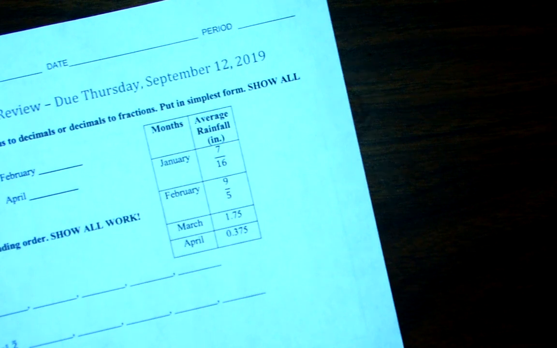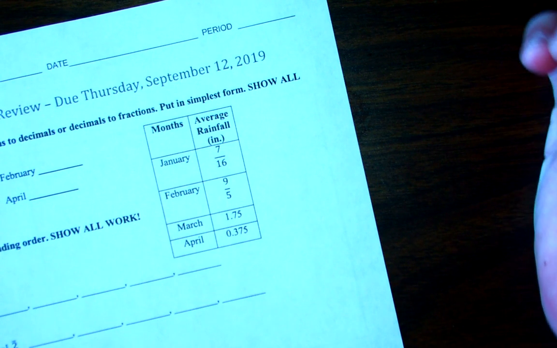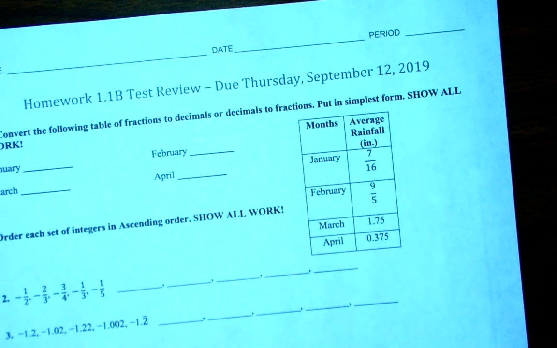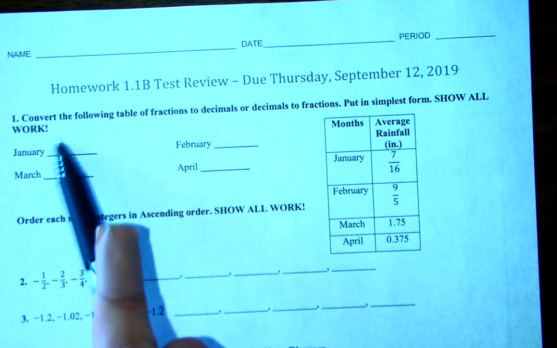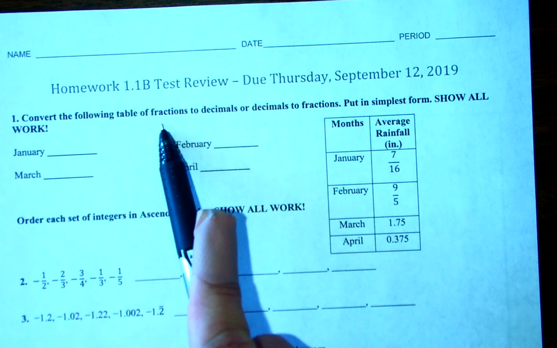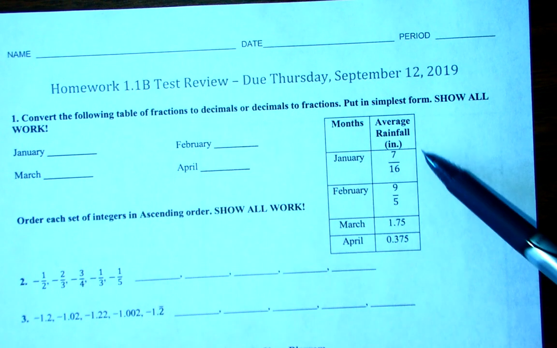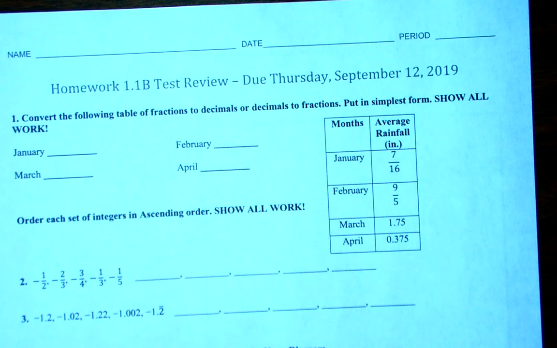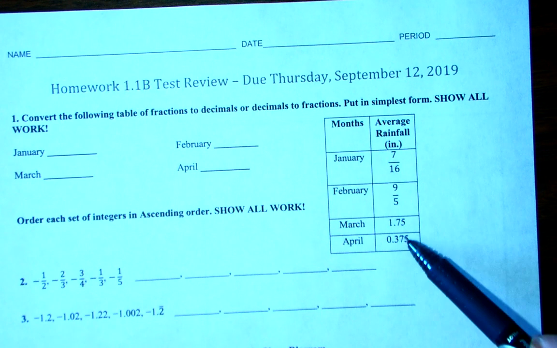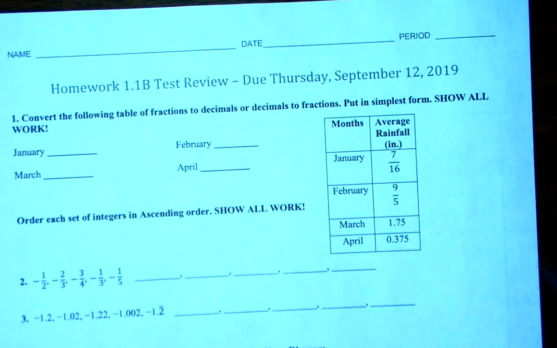Alright, guys, I'm going to start by going over test review homework 1.1b. That way you have something to study tonight for your test tomorrow. Now, if you look at number 1, it says convert the following table of fractions to decimals. So these two fractions, we're going to convert to decimals. And then it says if you have decimals, convert these two to fractions.